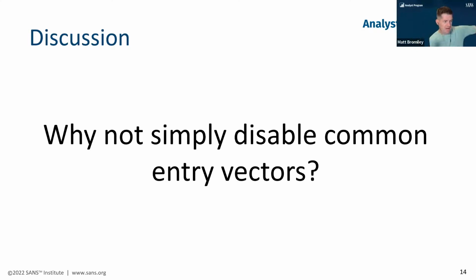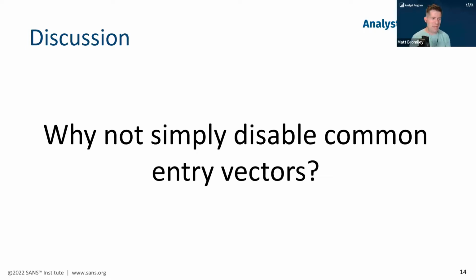Let's shift a little bit, Kevin. Let's shift our discussion over to entry vectors, or common ransomware entry vectors, if you will, TTPs. I saw this question come up a few times. I've had this asked to me by certain C-suite members in certain organizations. It's a little bit cheeky, but I think it's a good question.